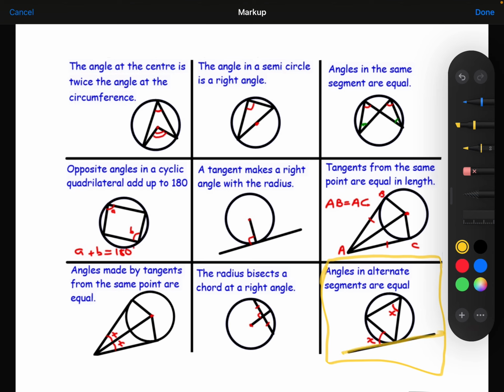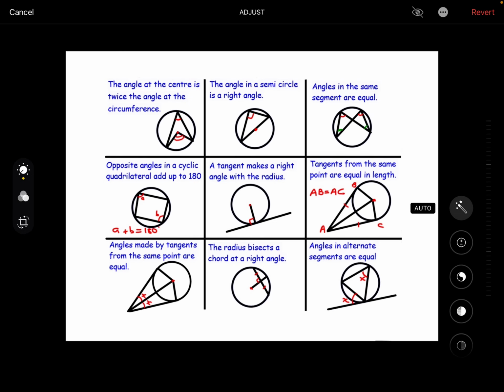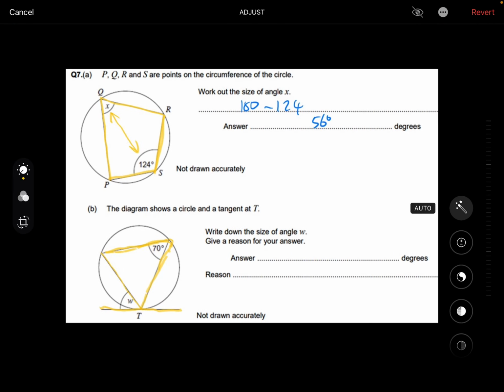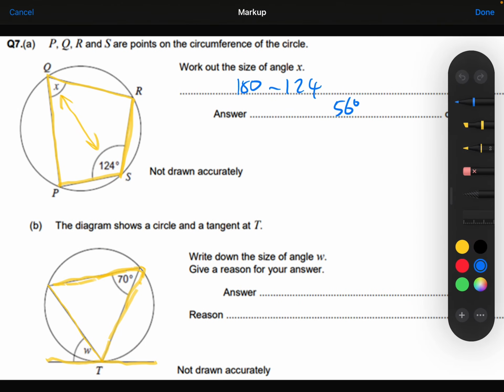We've got a tangent, we've got a chord, and an angle created by that chord. The alternate segment theorem says that those two angles are going to be the same. So angle W is going to be the same as angle 70. And the reason is alternate segment theorem.